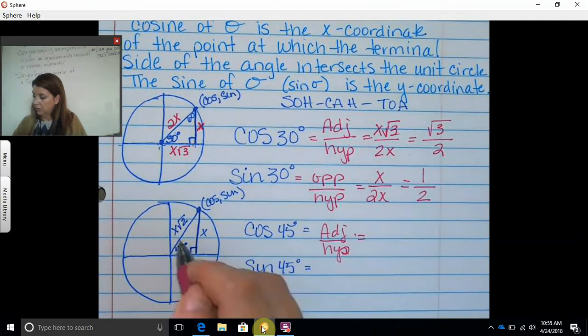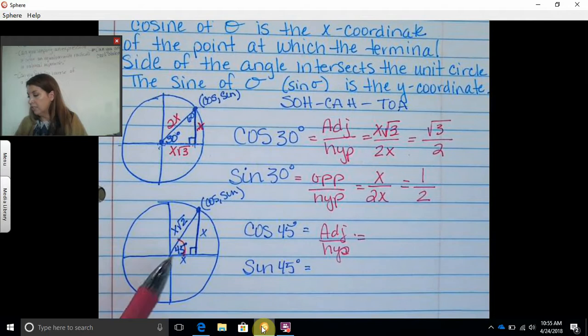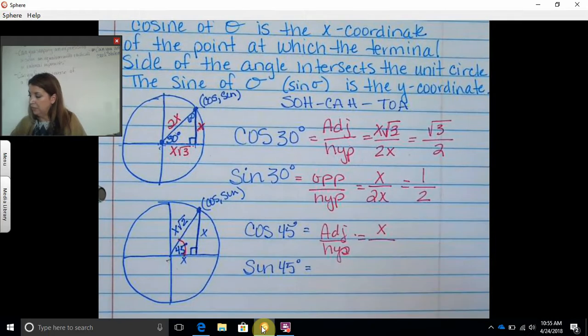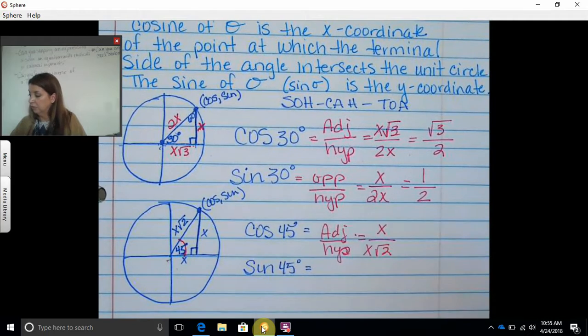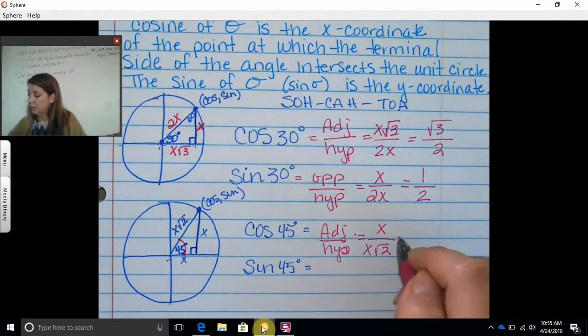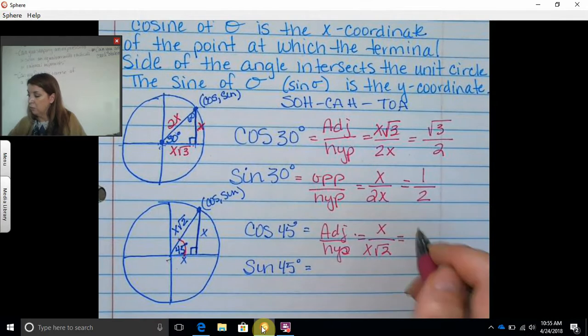So looking at your angle here, what side length is adjacent to the 45-degree angle? Remember, the hypotenuse can't be considered adjacent. Hypotenuse is only hypotenuse. So it's x, right? And the hypotenuse would be x square root 2. Now your x's will cancel out, so you'll just have 1 in the numerator and square root of 2 in the denominator.